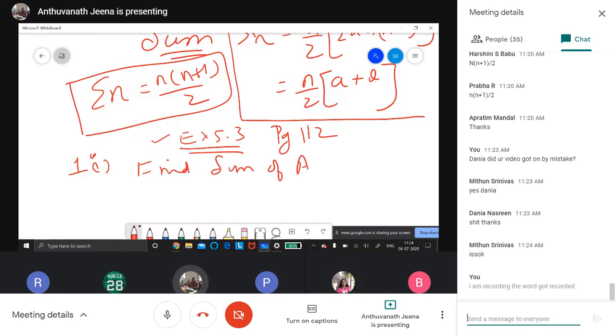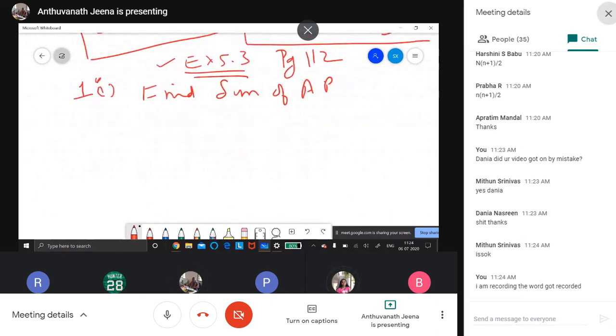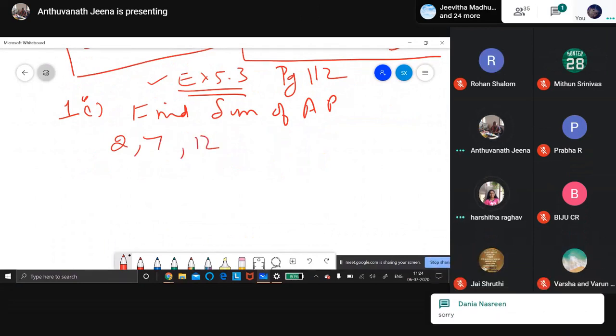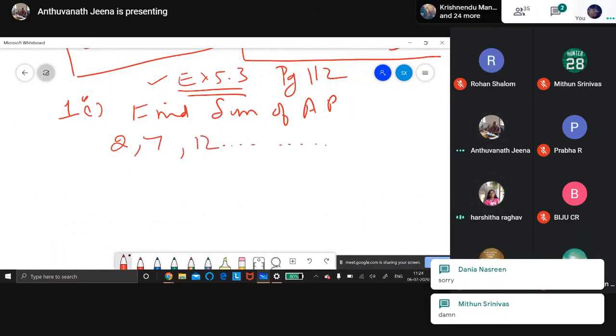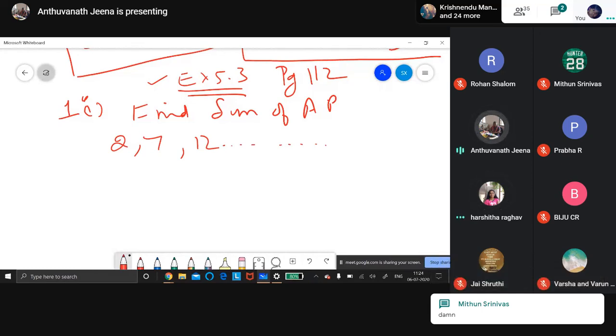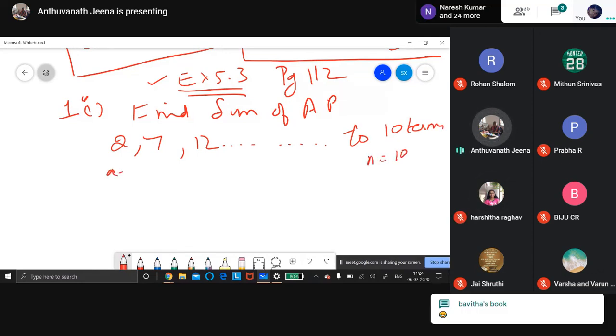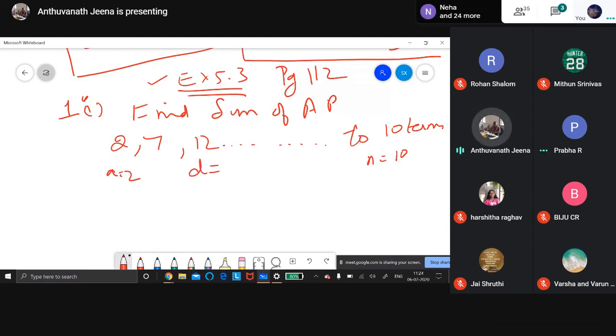Find the sum of the following AP: 2, 7, 12, up to 10 terms. To 10 terms, so n will be 10. A is equal to 2. And d, what is d? Second term minus first term. So what is 7 minus 2? 5. Plus 5 or minus 5?